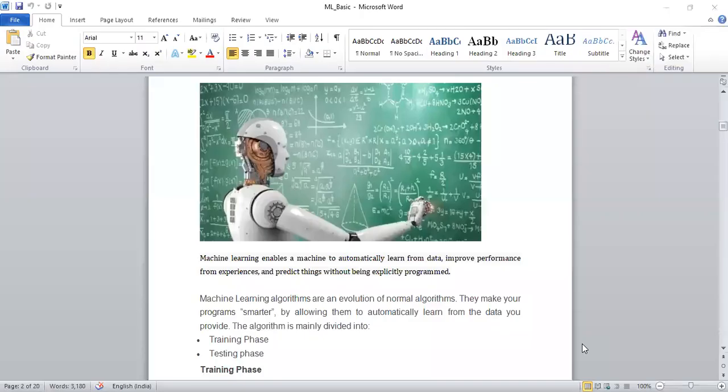Now look at this. Machine learning enables the machine to automatically learn from data, improve performance from experiences, and predict things without being explicitly programmed. Okay, predict things without being explicitly programmed.